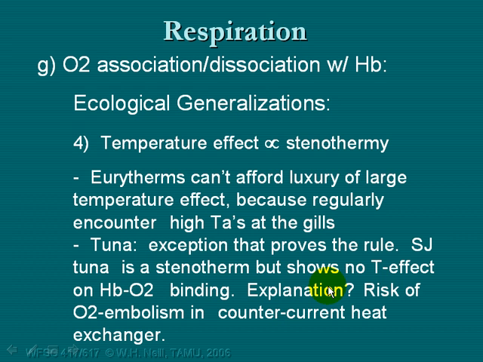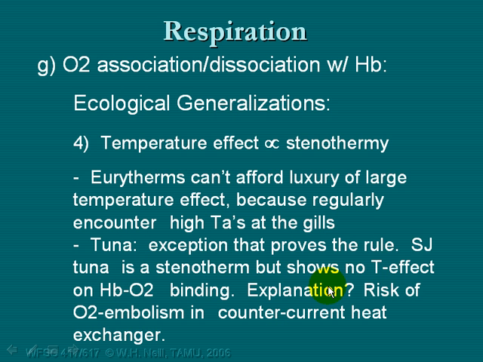So if you live in a very stable thermal environment like salmonids typically do, you don't need to worry about high temperature maybe at the gills. Maybe you do nowadays with the deforestation of the Columbia Basin, but evolutionarily they didn't. So they can use the temperature effect to help unload the oxygen at their tissues, because there the temperature is a little bit higher due to metabolism.